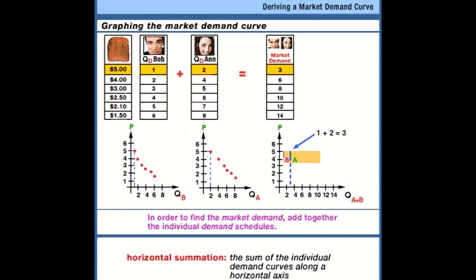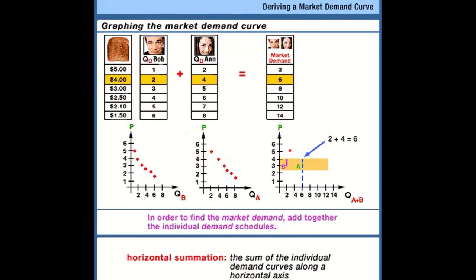And then go over here and add those 2 loaves to the 4 loaves that Ann wants at a price of $4. So we have 2 loaves plus 4 loaves, a total of 6 loaves, and go over here and put those 6 loaves as a dot in the market demand curve. So if Bob wants 2 loaves at $4 and Ann wants 4 loaves, 2 plus 4 is a total of 6. Add them together and you get another point on the market demand curve.